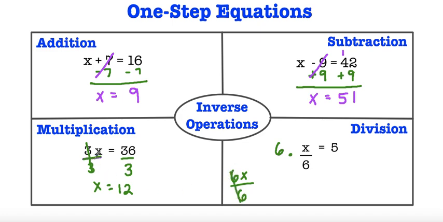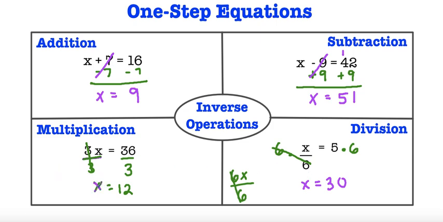The same thing happens that happened here. 6 divided by 6 is 1. I don't need to write 1x because x and 1x are the same thing. And since I multiplied by 6 on the left side, I have to multiply by 6 on the right side. So these cancel out, and I'm left with x is equal to 5 times 6, which is 30.